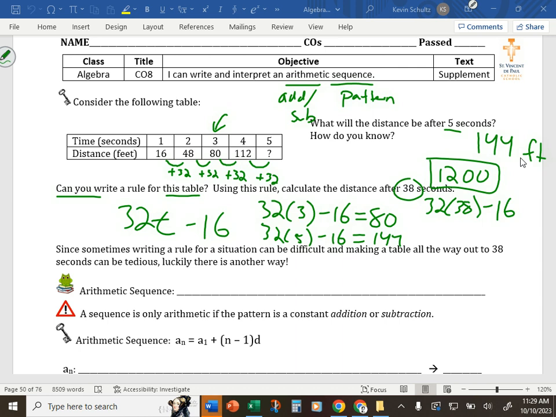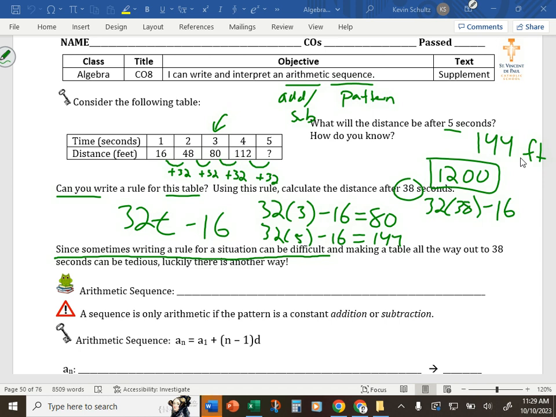And so here's the thing, right? Only one person in the class was able to come up with this rule from the table because it's difficult, right? It's not an easy thing to do. In fact, I even recognize that. It says, since sometimes writing a rule for a situation can be difficult and making a table all the way out to 38 seconds can be tedious, luckily there is another way. And that's where the arithmetic sequence comes in.